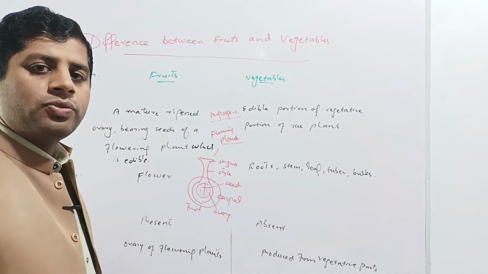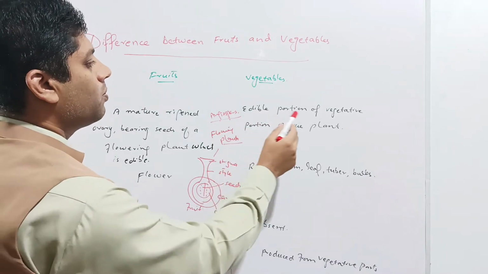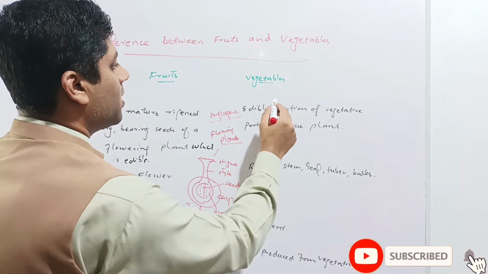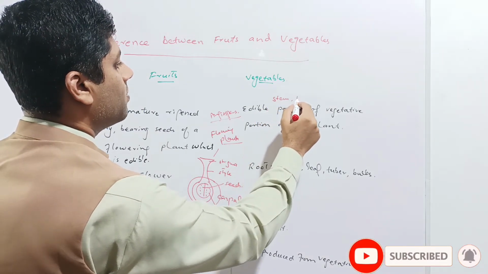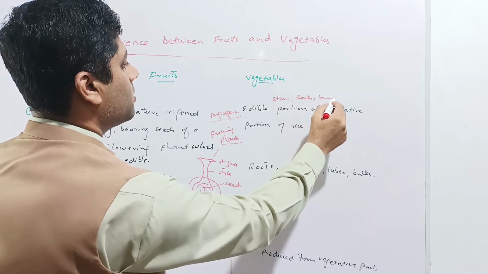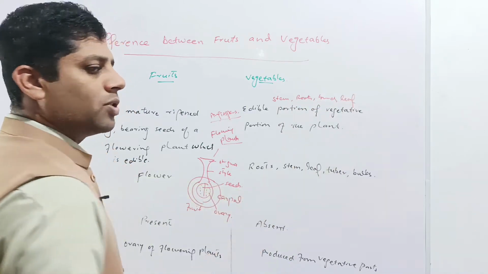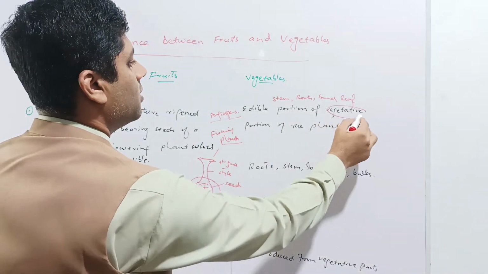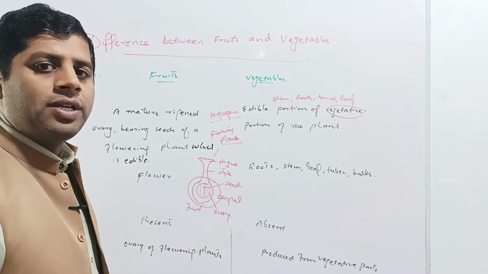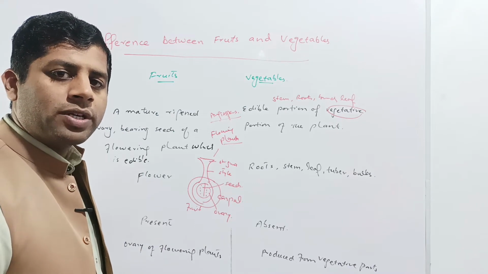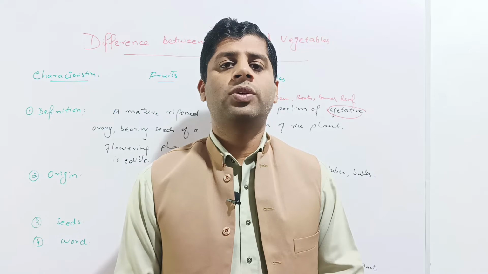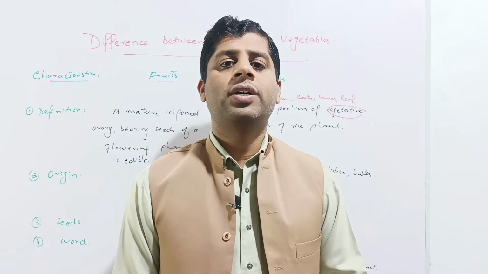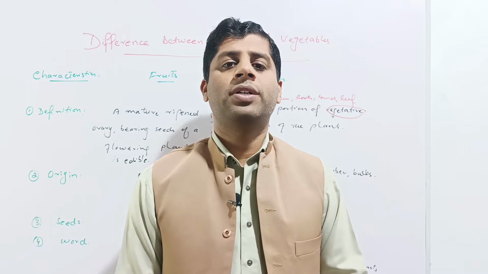This matured or ripened ovary bearing the seeds constitutes the fruit, while vegetables are the edible portion of the vegetative part of the plant. The vegetative parts are the parts of the plant which do not take part in reproduction, like stem, roots, branches, and leaves. When these vegetative parts are edible and used as food, they are called vegetables. So this is quite a clear difference between fruit and vegetable: vegetables are derived from the vegetative part of the plant rather than the reproductive part, the flower, and can be eaten as food.